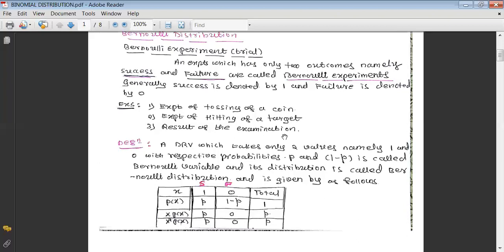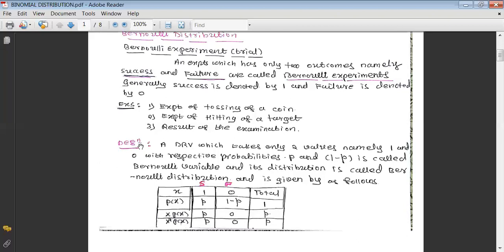And in the Bernoulli experiment, you have said that the experiment has only two outcomes. One is called success, another is called failure. Accordingly, the variable takes only two values, 1 when it is success and 0 when it is failure. And with certain probability, if we say that P is the probability of success, then 1 minus P, that is the complement of success, is failure.